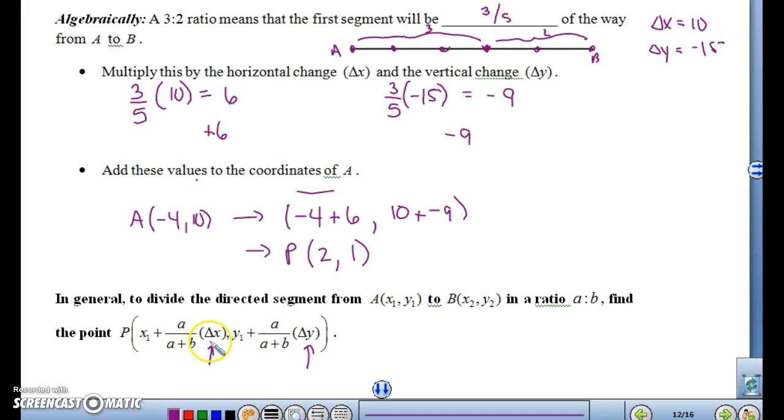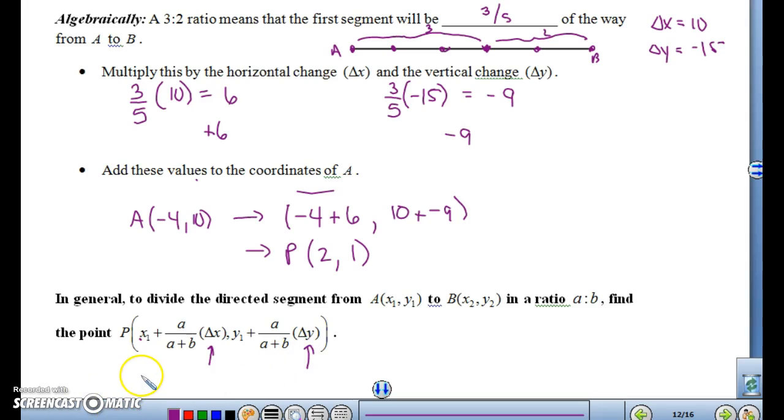We took the change in X and the change in Y, delta X, delta Y, that we did on the graph. You can do those by x2 minus x1, y2 minus y1 to get the changes. Multiply it by the ratio of the fraction that you want. So if it's A to B, you take the first one and then divide it by the sum of these two. Whatever answer you get here, you add into each of the coordinates. So for the delta X, you add it to the X coordinate. For the delta Y, you add it to the Y coordinate. And it gives you your proportion.